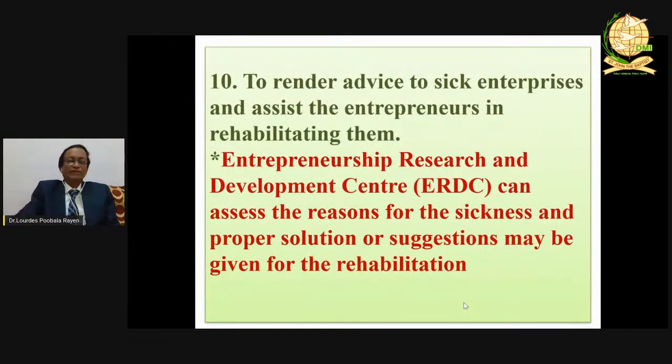Then the next one is we can render advice to sick industries, sick enterprises. And we can assist the entrepreneurs in rehabilitating them. Sometimes, you may have some sick enterprises. What can you do? You can assist them to come up in their life. You can rehabilitate them by providing a lot of assistance to them. The Entrepreneurship Research and Development Center can assess the reasons for the sickness, and they can offer solutions or suggestions to overcome that sickness. You can give a lot of solutions to rehabilitate those sick industries.